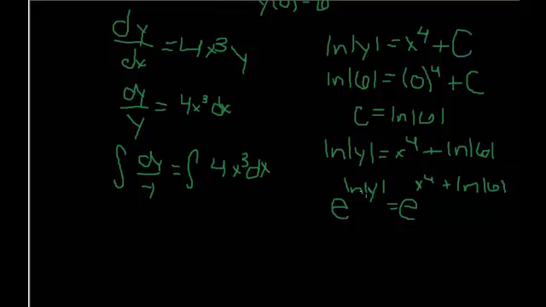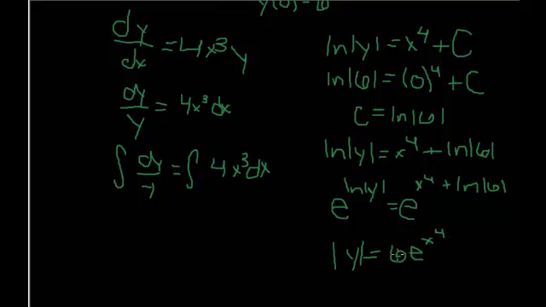So e to the ln of y is the same thing as saying y, except you can't forget the absolute value signs. So absolute value of y is equal to 6 e to the x to the fourth.